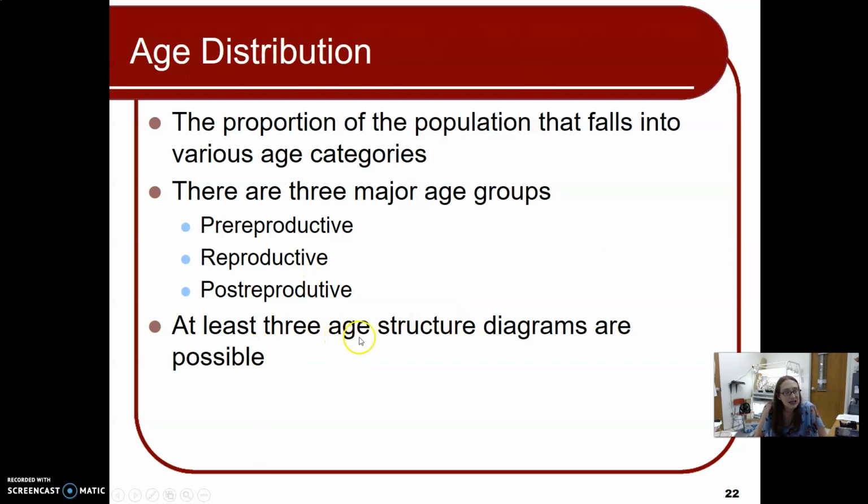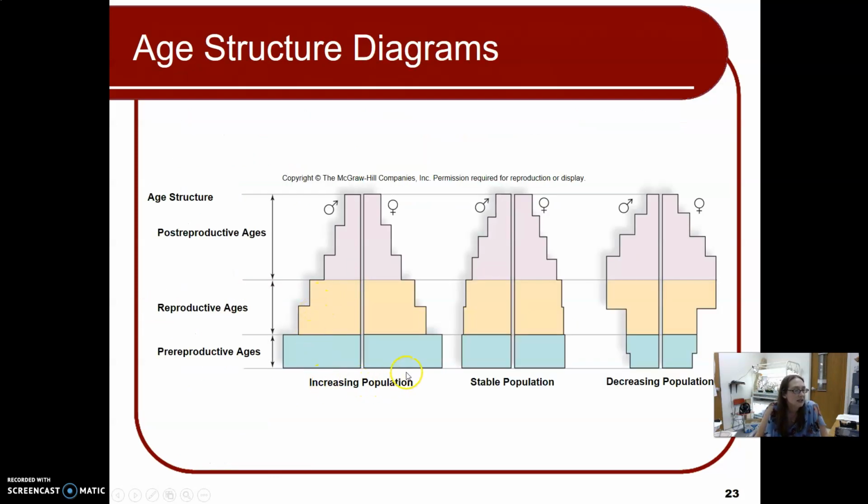There are at least 3 age structure diagrams possible. Increasing, stable, and decreasing. So we're going to show you those. Here we have an increasing population. You have a lot more children than you have reproductive and post-reproductive. Here's males, here's females. A stable population is when you've got about the same number of children as you do reproducing adults. And you're always going to tend to have less and less of the older ages.